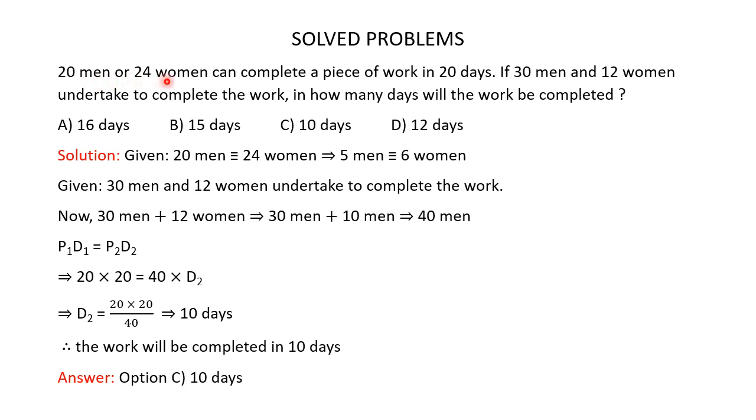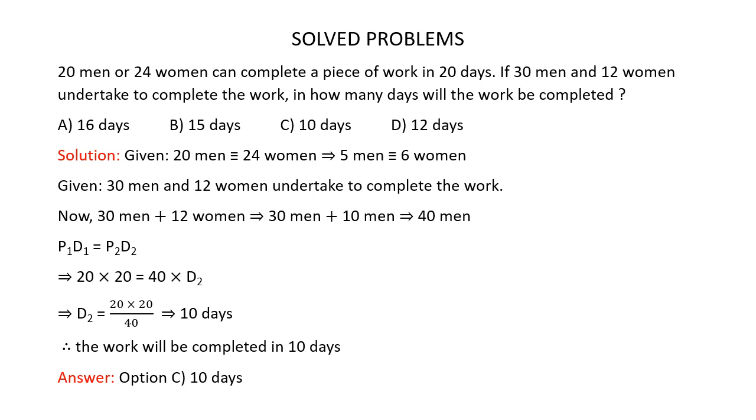20 men or 24 women can complete a piece of work in 20 days. If 30 men and 12 women undertake to complete the work, in how many days will the work be completed? You are given 4 options here and you have to find out which of these options is the correct one.